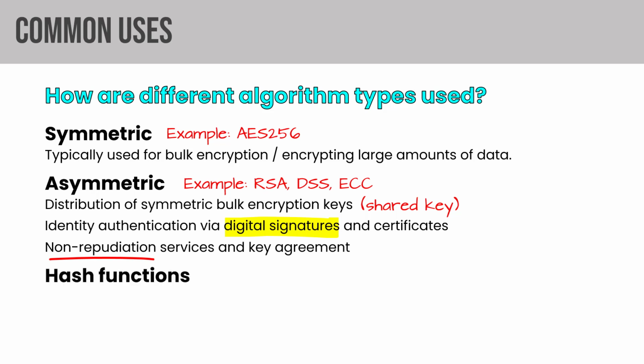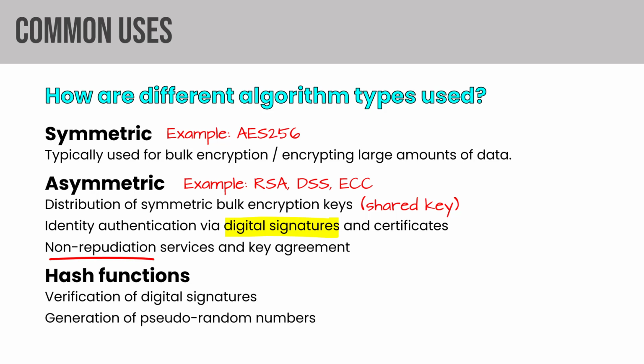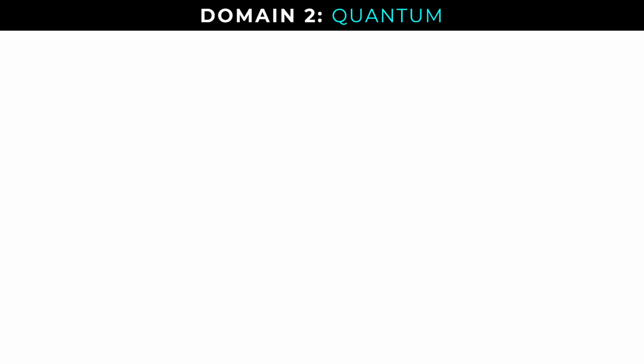Hash functions. Remember, hashing is a one-way function. Verification of digital signatures, so calculating the hash to ensure it's valid. Generation of pseudo-random numbers. Integrity services, so validating a file hash to ensure that it hasn't been altered, would be another example. So quantum and post-quantum show up in the exam objective.